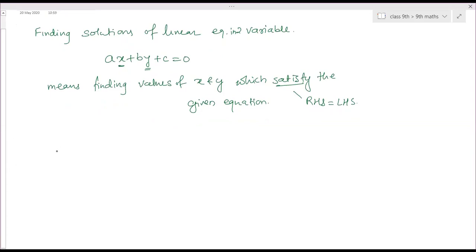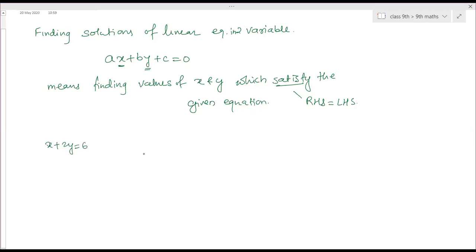But what does a solution mean? Is that clear? Yes, ma'am. So here there are infinitely many solutions of x and y which can satisfy one particular equation. For example, take an example: x plus 2y is equal to 6.